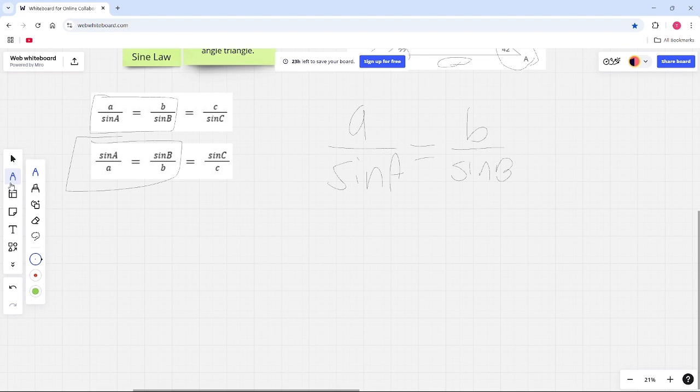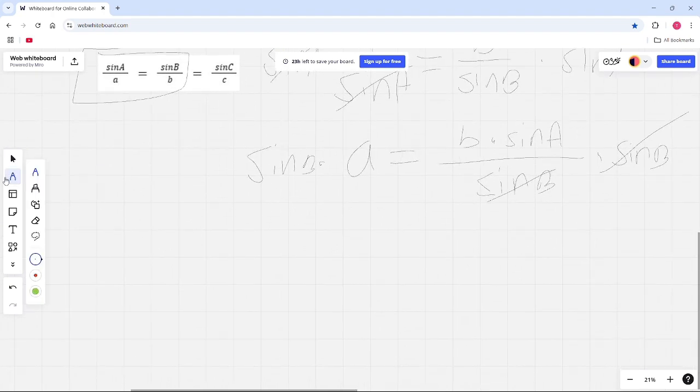So we would multiply this side by sine A, multiply this side by sine A. So these two divide out. So you're left with A is equal to B times sine A divided by sine B. Now you'll multiply this side by sine B, so then you'll multiply the other side by sine B. These two divide out. So you're left with sine B times A is equal to B times sine A.